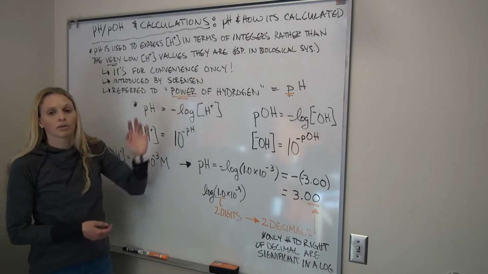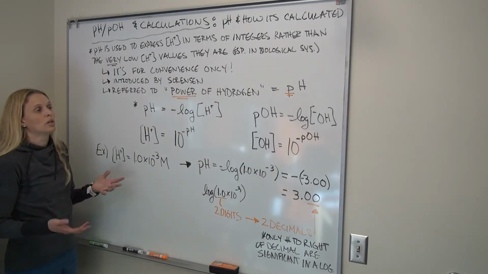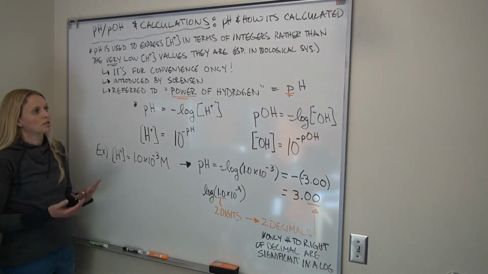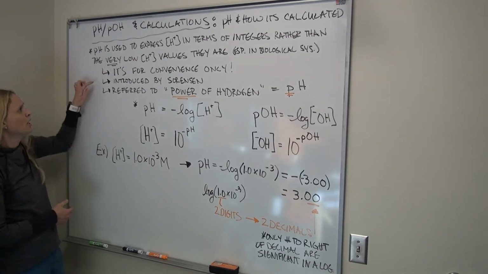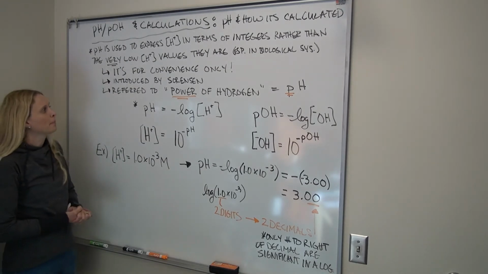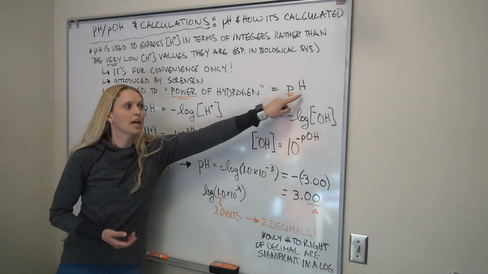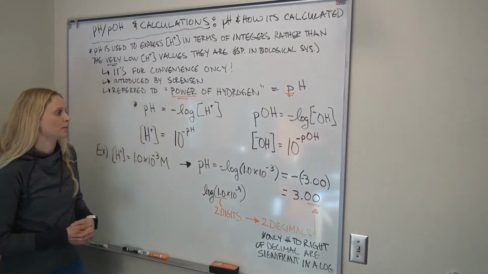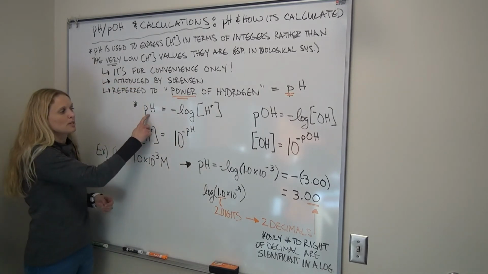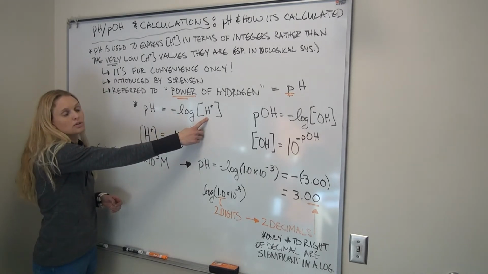Okay, it's the same reason why we express things in scientific notation, with exponents: just to make the number a little bit easier to work with sometimes. This was first introduced by Sorensen, and it's referred to as the power of hydrogen. So in pH, the P stands for power, and we're looking at the H plus concentration. Okay, and the way that we calculate that is pH is equal to the negative log of H plus concentration, or this also can be substituted as H3O plus.